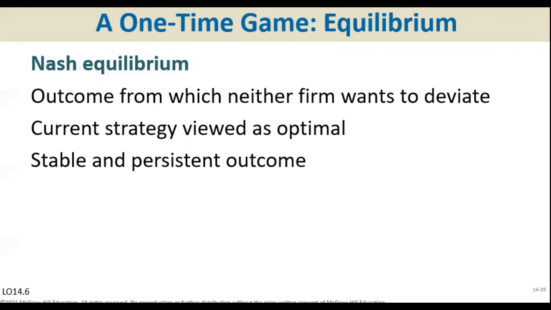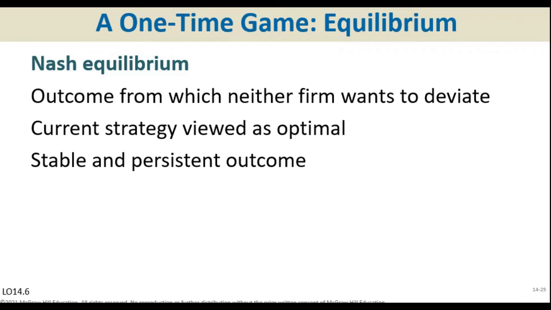So I encourage you to read it. The explanation is at the back of your book, so I encourage you to take time to read it. Nash equilibrium is an output from which neither firm wants to deviate. That's the equilibrium. So anything outside the Nash equilibrium is not a good position for the firm.